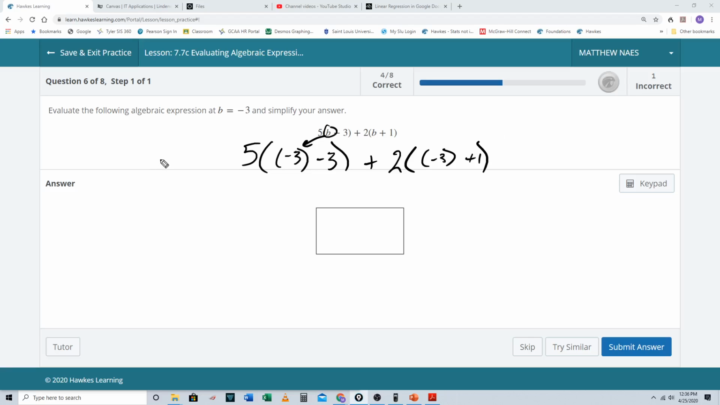And again, I can just type that whole thing straight into a calculator. Just don't forget to close the parentheses each time. All right, but if you want to simplify before, 5 times (-3 minus 3) is 5 times -6. Plus 2 times (-3 plus 1) is 2 times -2. So again, I'm going to plug in both of those just to show you that it doesn't matter if you want to simplify first or just plug it all in.